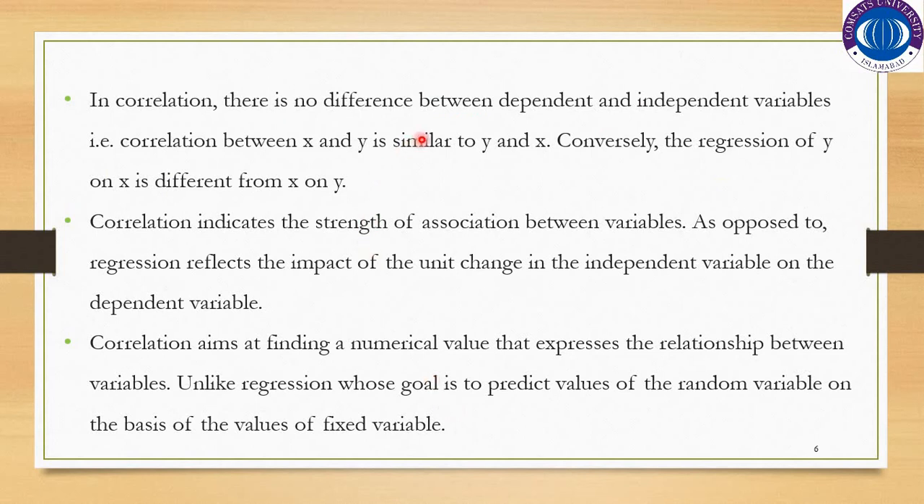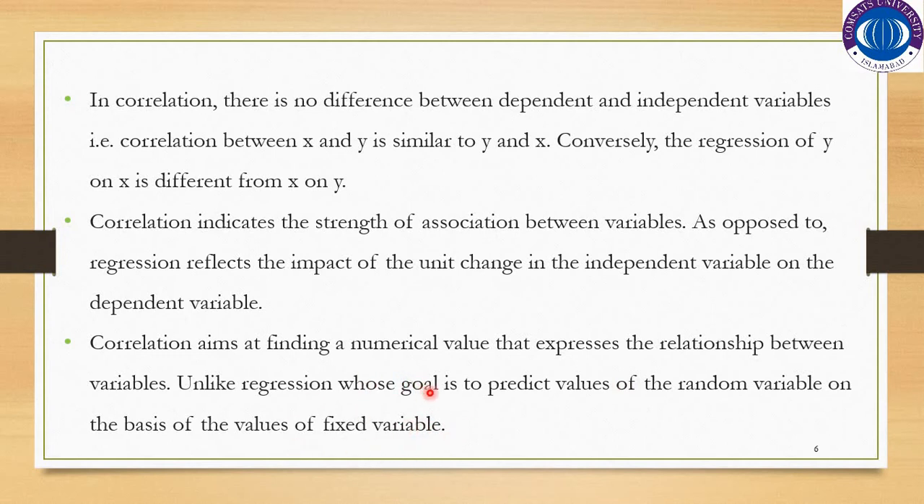In correlation, there is no difference between dependent and independent variables. That is, correlation between x and y is similar to y and x. Conversely, the regression of y on x is different from x on y. Correlation indicates the strength of association between variables, as opposed to regression, which reflects the impact of a unit change in the independent variable on the dependent variable. Correlation aims at finding a numerical value that expresses the relationship between variables, unlike regression whose goal is to predict values of the random variable on the basis of the fixed variables.